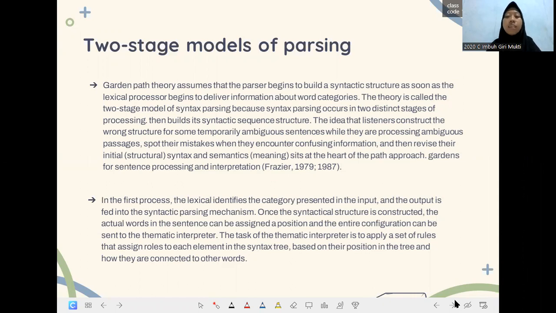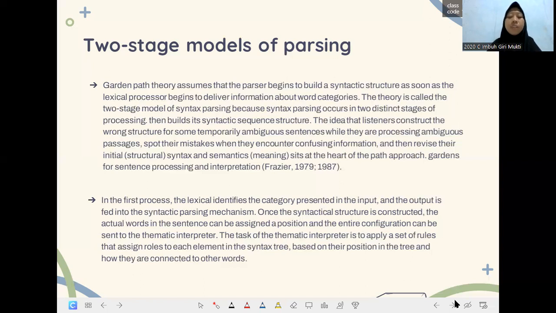The idea that listeners construct the wrong structure for some temporarily ambiguous sentences while they are processing ambiguous passages, spot their mistakes when they encounter confusing information, and then revise their initial syntax and semantics, sits at the heart of the garden path approach to sentence processing and interpretation.